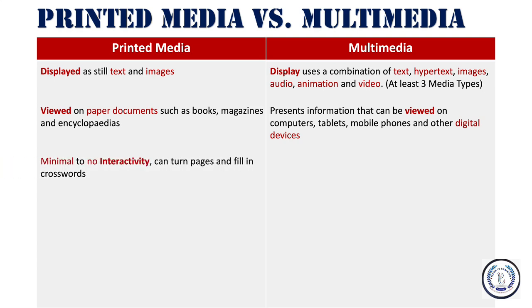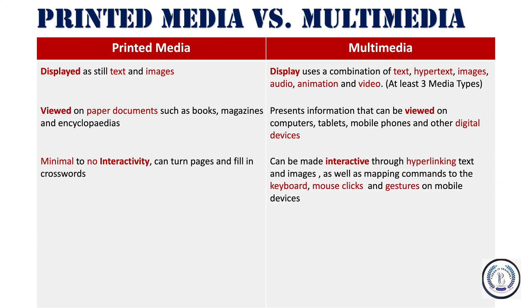With printed media, there is minimal interactivity. You can turn the pages. You might be able to fill in crosswords or do a little maze with your pen on the paper, but it's very minimal. There are also those choose-your-pathway books where you can turn to a specific page, but not much interactivity. Whereas with multimedia, the whole backbone of it is that it's interactive. That's the whole point of doing it. It's meant to be interactive, and it's interactive through the use of hyperlinks, buttons, mouse clicks, keyboard presses, and gestures for touch devices, which allow the user to orientate where they want to go in the multimedia software.